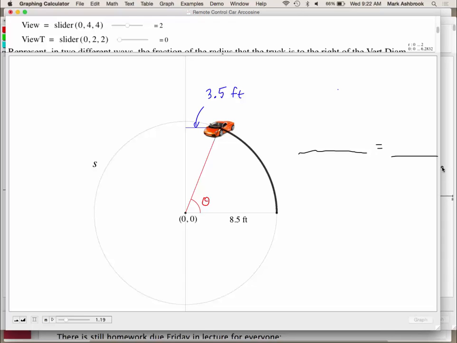Okay, someone said 3.5 over 8.5. What do you think? So 3.5 over 8.5, the consensus is that's not right? I want to know how far the Lambo is to the right of the vertical diameter as a fraction of the radius. 3.5 over 5.5. No good?